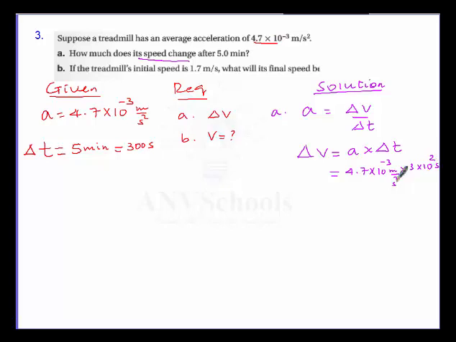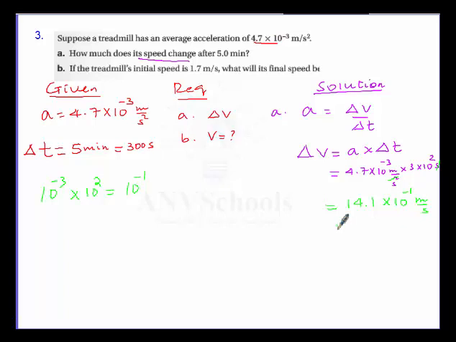Now I want to simplify this. We will have 4.7 times 3, which is 14.1. When I multiply 10 to the power of negative 3 by 10 to the power of 2, you add the exponents, so this will be 10 to the power of negative 1. So we have 14.1 times 10 to the power of negative 1 meters per second. That's the change in velocity.